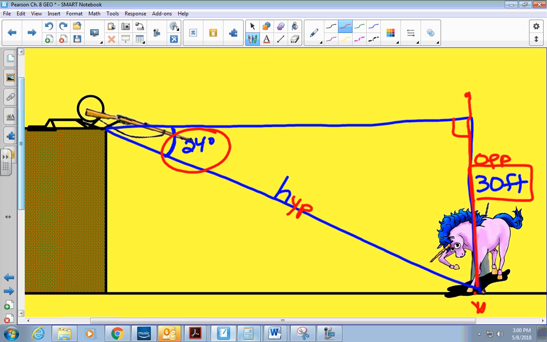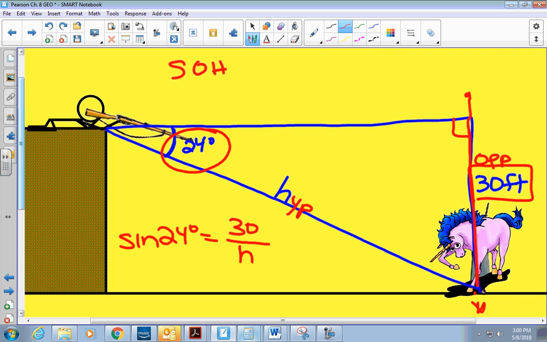All right, next. We have the opposite side, and we want the hypotenuse. Which trig function has an O and an H in it? Yes, sine is the opposite over hypotenuse. So we're going to go sine of our angle, 24 degrees, equals 30 over H, because we don't know how far we are away from our little unicorn.